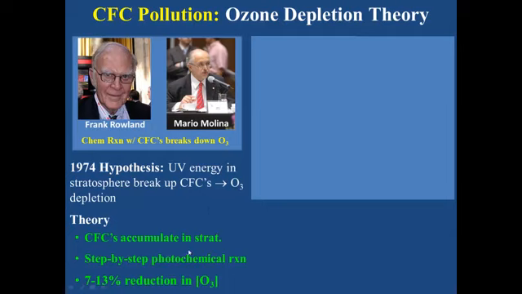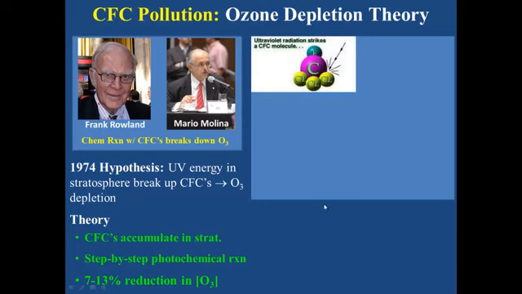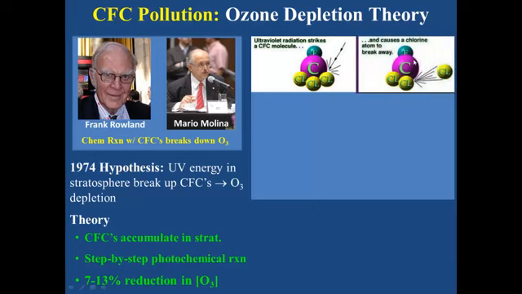Next is that since they would accumulate in the stratosphere, they developed a step-by-step photochemical reaction that they believed would actually break down CFCs. And so that mechanism is like this. We take the CFC molecule, carbon, fluorine, three chlorine atoms, and basically they're going to absorb UV radiation. What this does is increase the thermal kinetic energy of these molecules, and it is strong enough that that motion can sever the chemical bond between one of the chlorine atoms and the larger CFC molecule. So that chlorine atom goes flying.